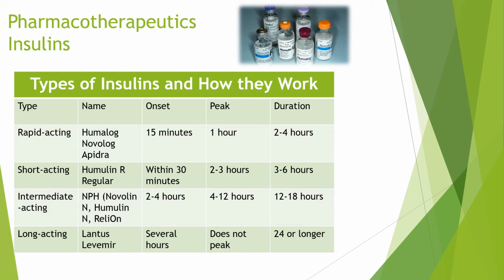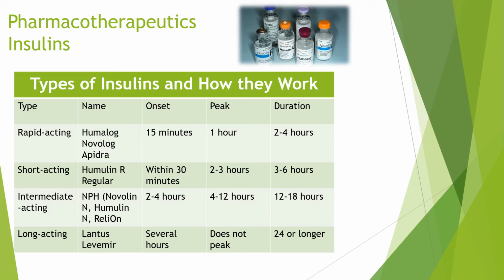Humulin R, also known as regular insulin, is a short-acting insulin that is commonly taken with meals. The onset is 30 minutes. It peaks at 2 to 3 hours and will last for 3 to 6 hours.